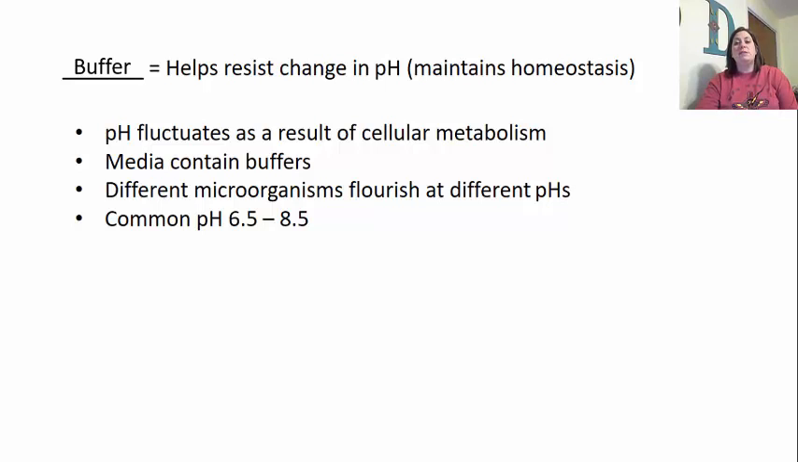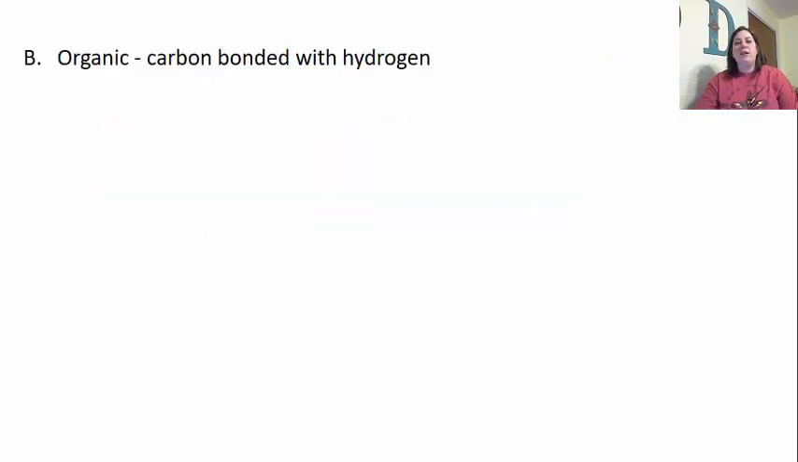Different microorganisms flourish at different pHs. Some may like a more acidic pH, whereas others may like a more basic pH. However, most bacteria like the common pH between 6.5 and 8.5, meaning they like it a little more neutral. Now, when we look at organic molecules, they have both carbon and hydrogen present.